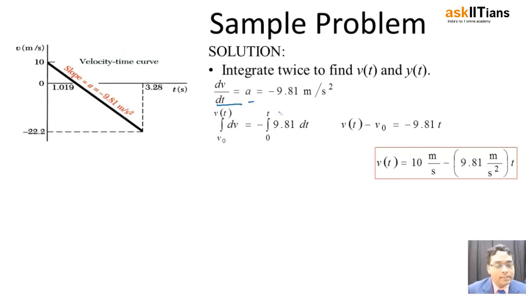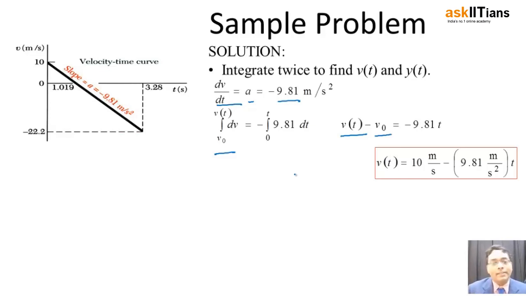We have dv by dt, which is the acceleration that is given to us. Because acceleration is given to be a constant, if I just integrate this, I'll get the function of velocity. So vt minus v naught will come out to be equal to 9.81. Now you may ask why it is minus 9.81? The reason is the simple fact that the body is coming down.